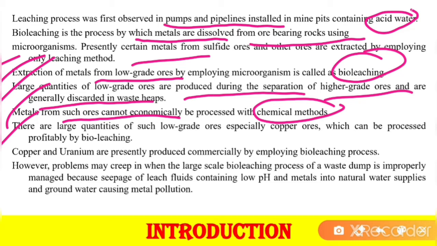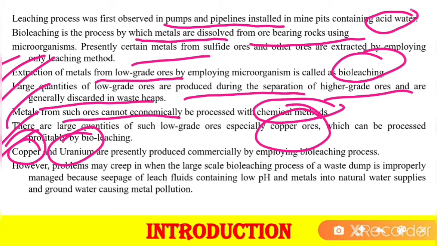Now see, if you want to do the bioleaching process for copper ores and you perform it with the chemical method, it will be very costly for the copper ore. That's why everyone uses the biological method. Copper and uranium are presently produced commercially by employing the bioleaching process. These are the two examples where bioleaching is presently carried out by microorganisms.